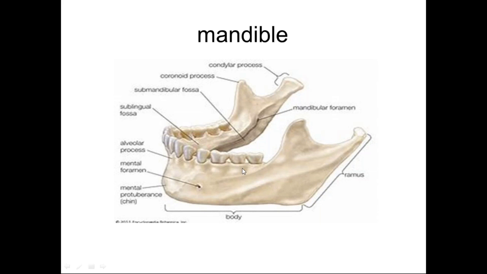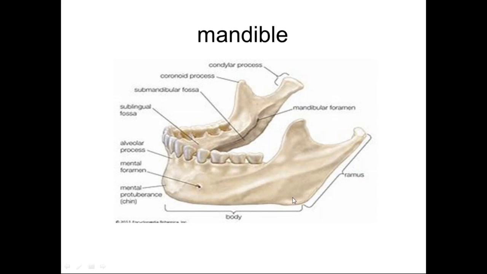This is ramus. This is body. Body has upper border or alveolar border. This is lower border or base, and this is outer surface, and this is inner surface of body.